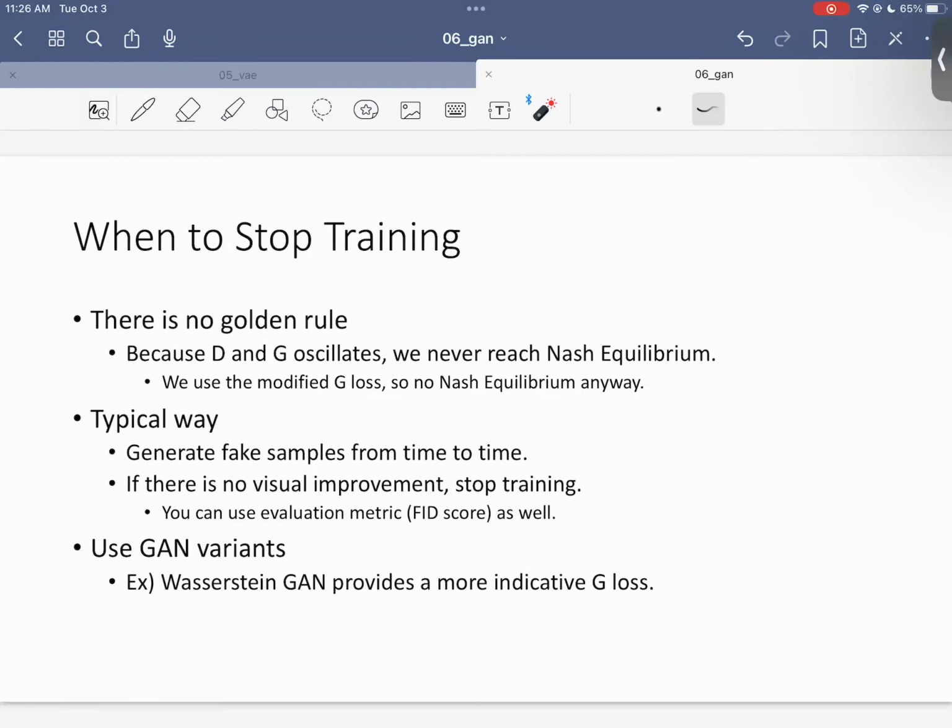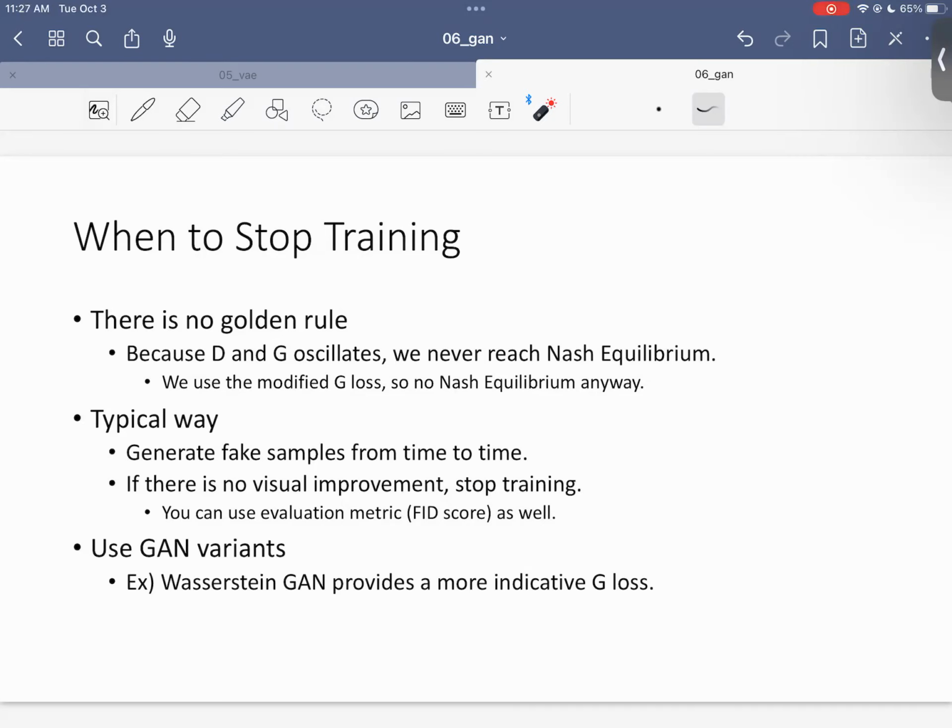That's a good idea. I'm not sure if anybody has tried that, but I'm going to assume that the end result is not so much different, because even if you play a min-max game, you cannot reach Nash equilibrium anyway. I mean, no, that's a strong statement. We have no guarantee that we will reach Nash equilibrium ever, even if we play a min-max game.